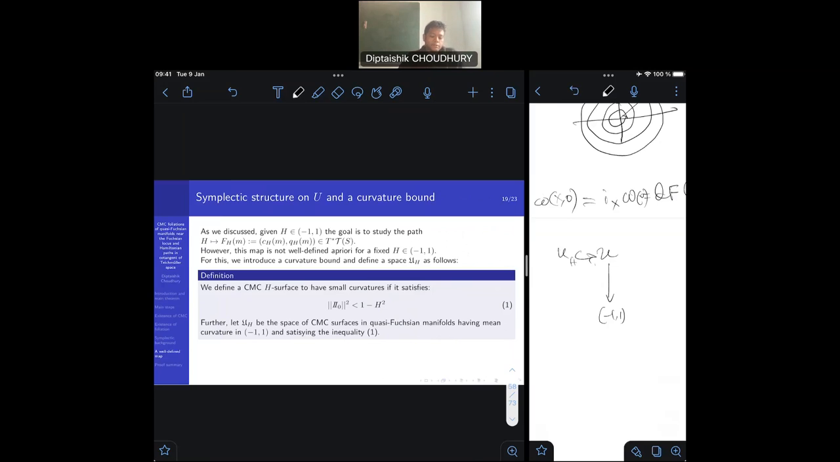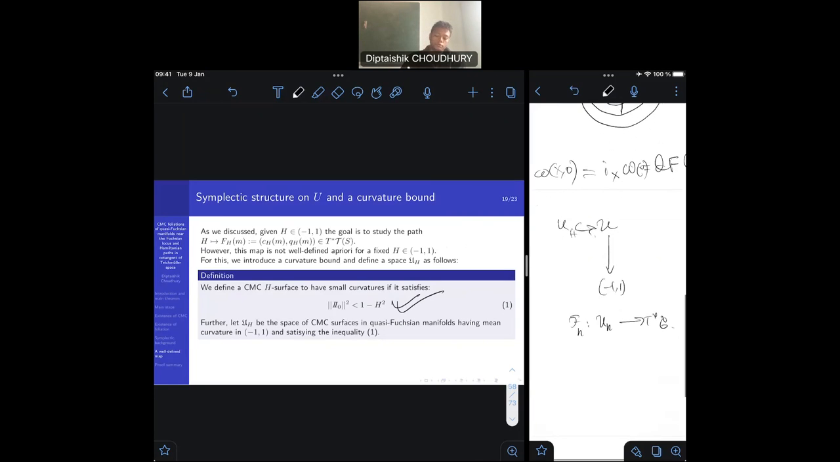We define the CMC H surfaces to have small principal curvatures. First, you define a criterion for CMC H surfaces so that they are included in this set U_H, and that is that the traceless part of the second fundamental form squared is less than 1 minus H squared. And what you have from there is that if you now restrict this map F_H, which is sending U_H to T*T, then this is in fact a local diffeo onto its image.